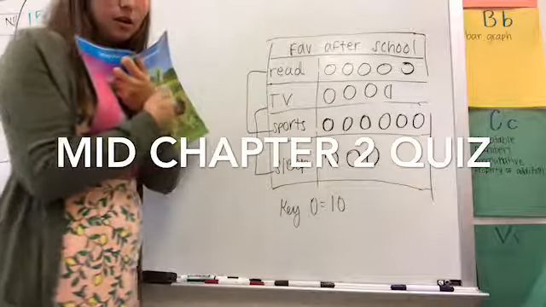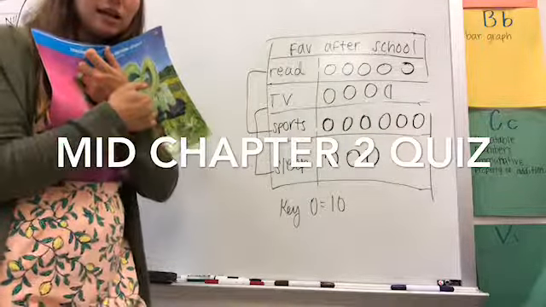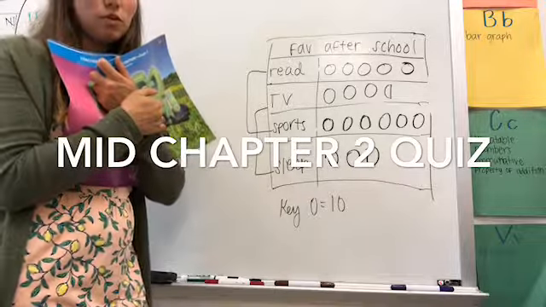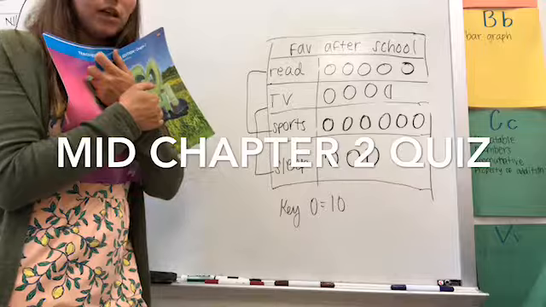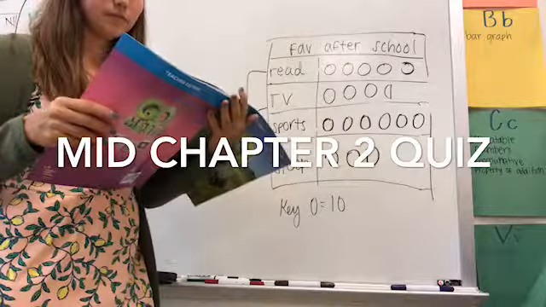When we count by 10s, it sounds like this: 10, 20, 30, 40, 50, 60, 70, 80, 90, 100. And we could go up higher.